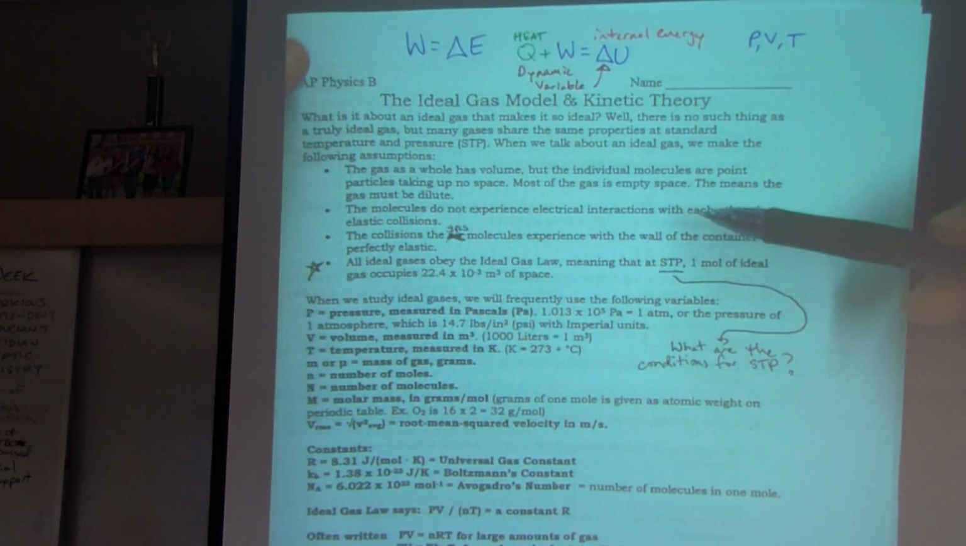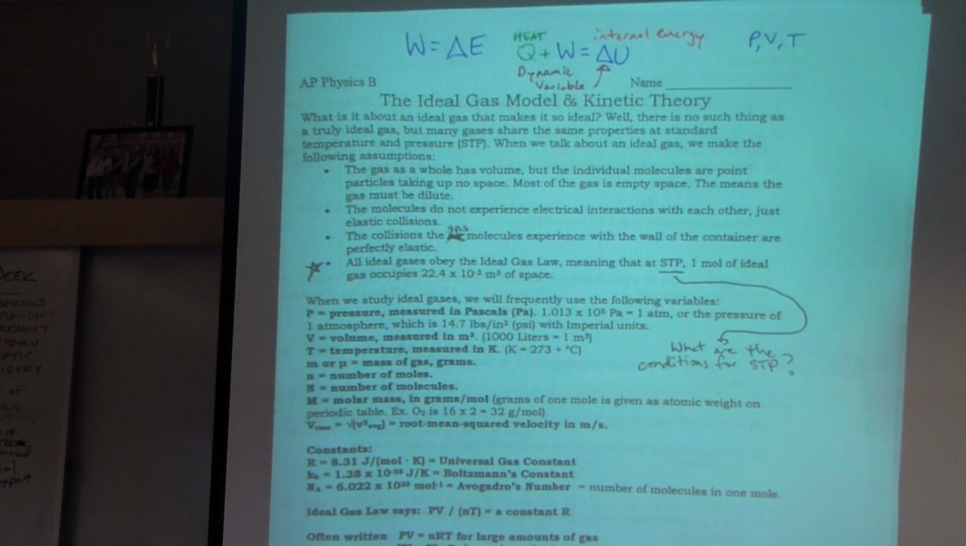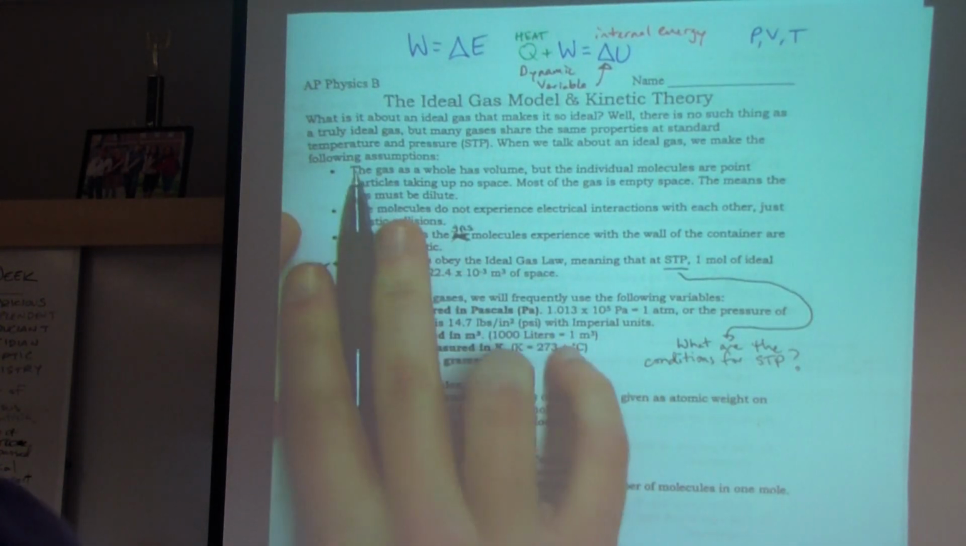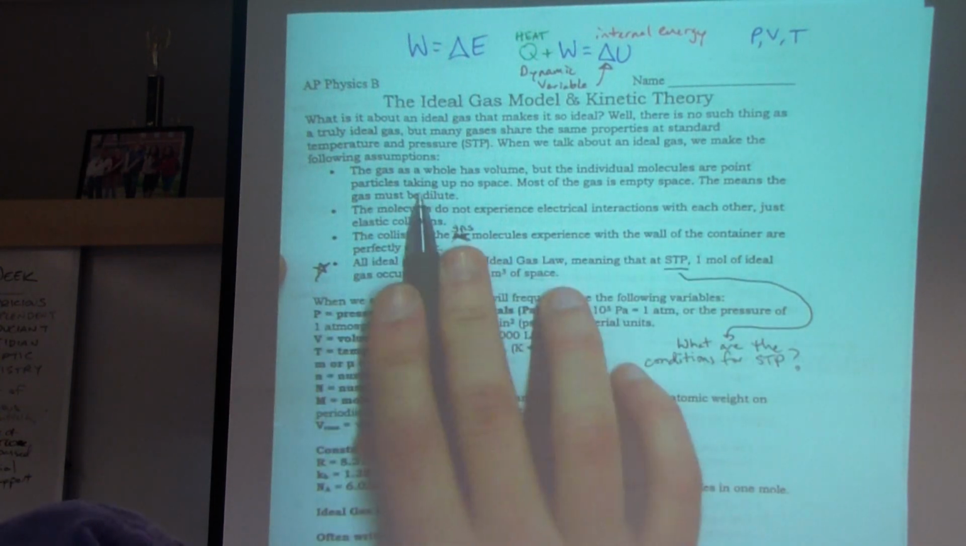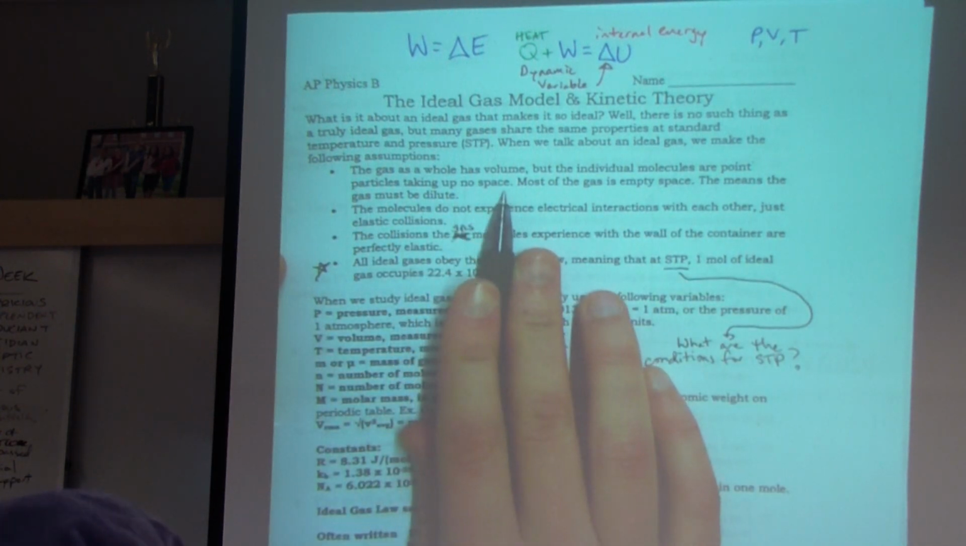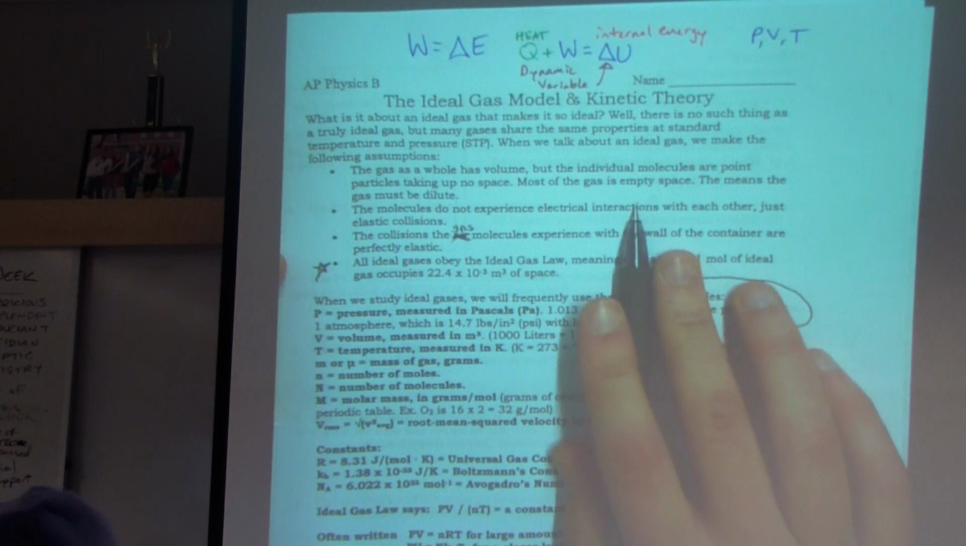So this is kind of like last semester when we used free bodies. We assumed any complicated object was a dot. We're going to assume any complicated gas will be like this. The gas as a whole has volume, it takes up space, but the individual molecules are point particles taking up no space. Most of the gas is empty.